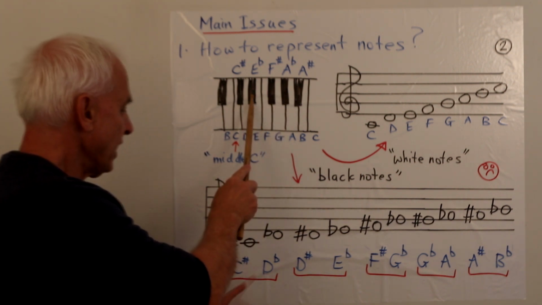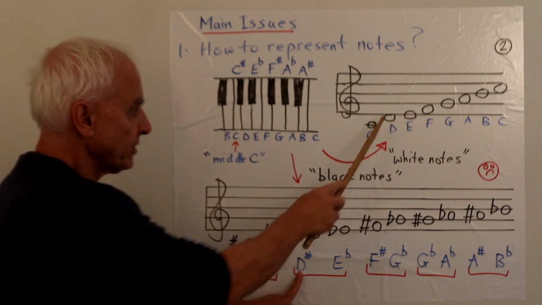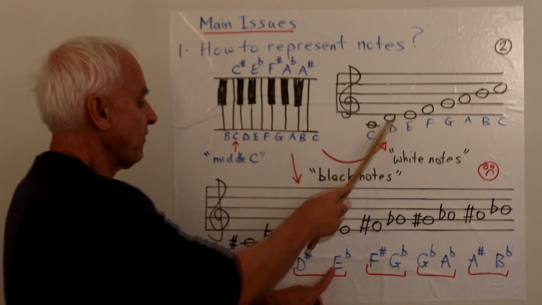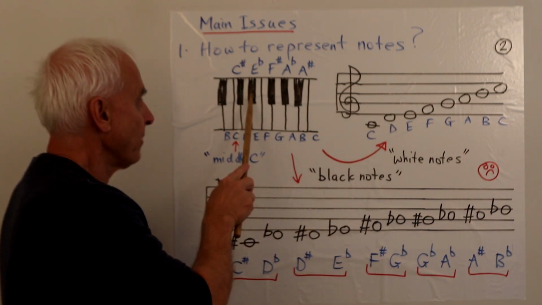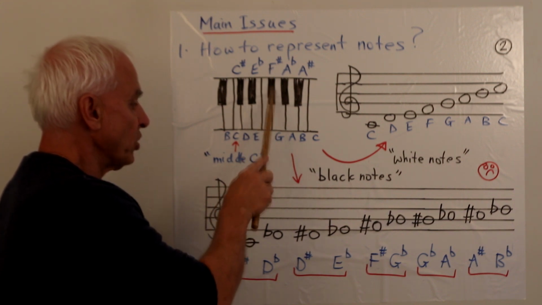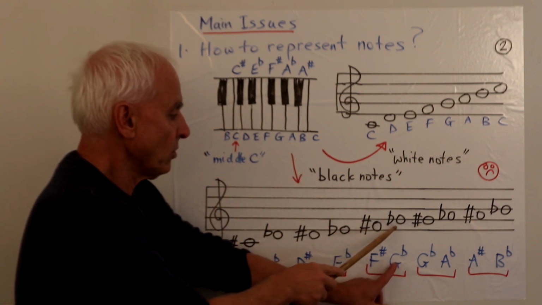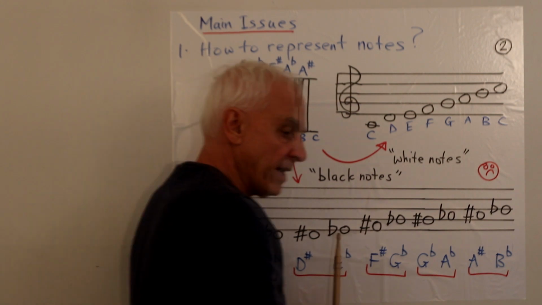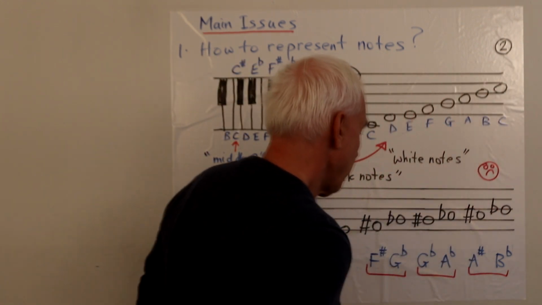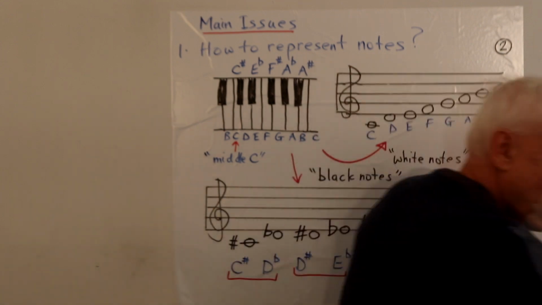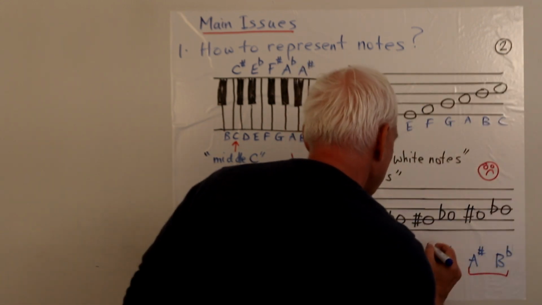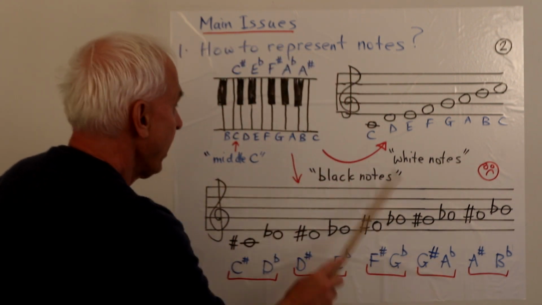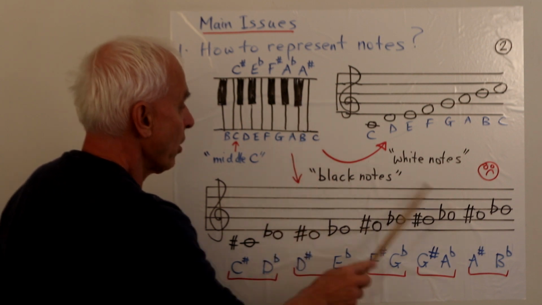This next one here is either D sharp, represented this way. So we're taking that D and putting a sharp in front of it, or we're taking this E and putting a flat in front of it. D sharp or E flat to represent this one. Then this one here is either F sharp or G flat, represented this way or this way. This one here is either G sharp or A flat. G sharp or A flat, that one there. And finally this last one here, A sharp or B flat.